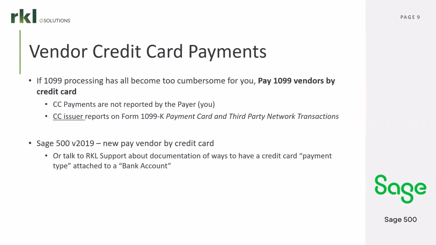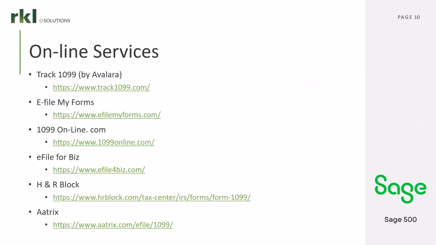Back to the RKL Explorer, out of the box, it won't show credit card payments separately. So if you need that, you'll probably want to contact us about adjusting it a bit so that you can see information such as credit card payment and bank account on the Explorer screens. Let's go to the next slide.